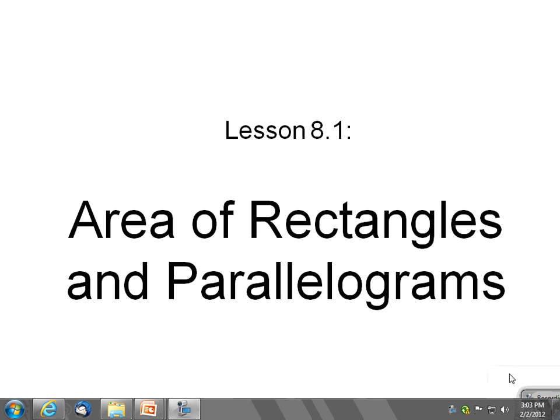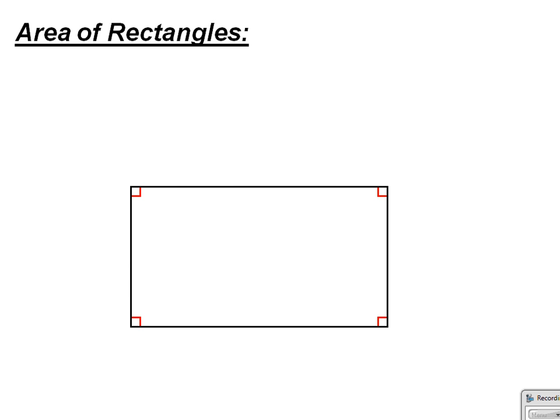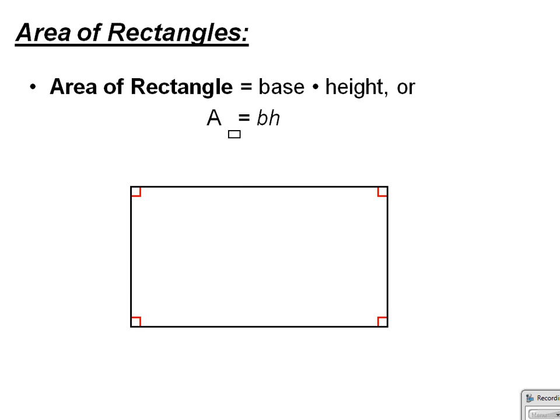Lesson 8.1 on areas of rectangles and parallelograms. Now, to find the area of a rectangle, I hope you're familiar with this formula, as you've probably seen it ever since the 5th or 6th grade. To calculate the area of a rectangle, we just take the base times the height, or the area formula looks as follows: A equals B times H.